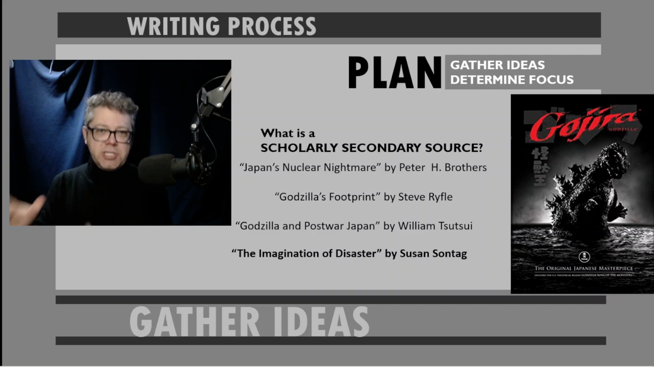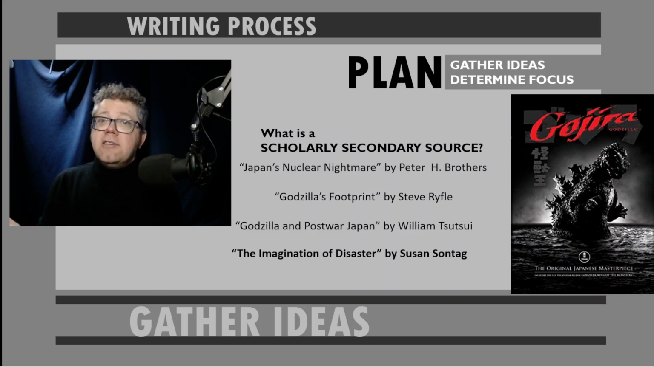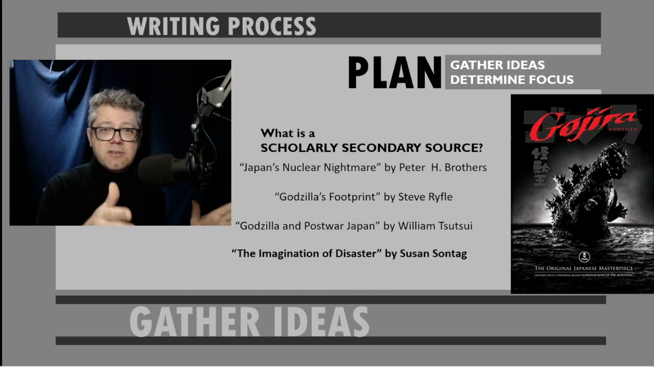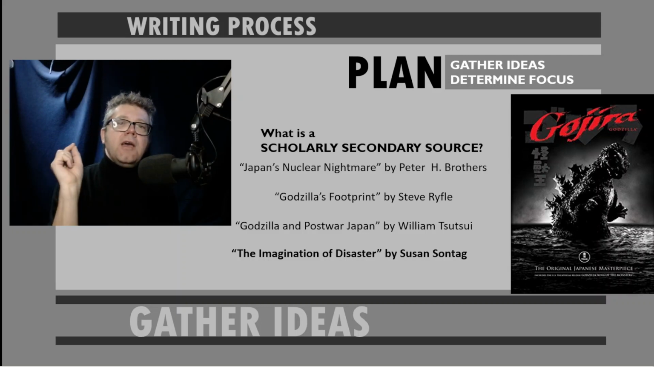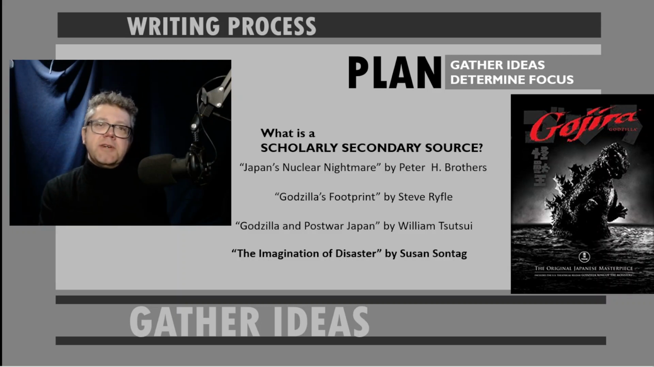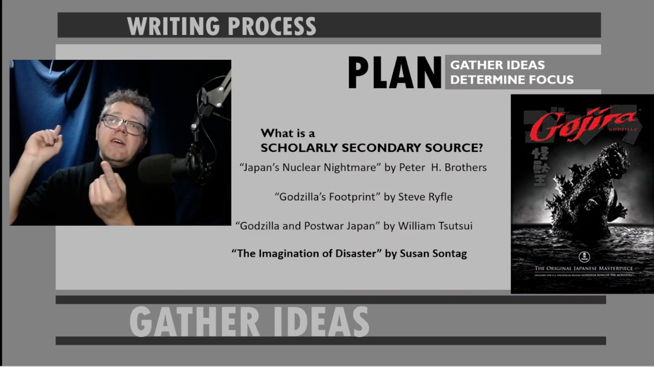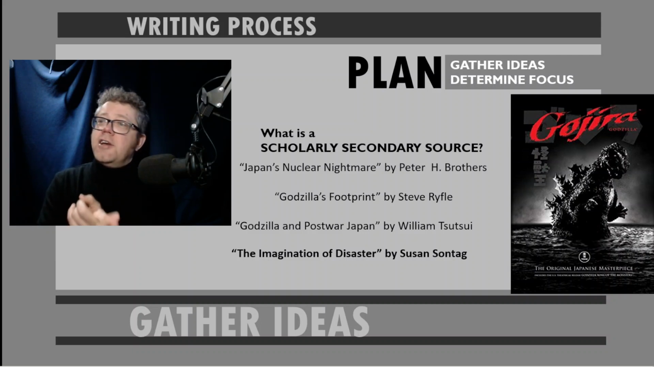But again, just pretending that you were just assigned this project. You were just assigned writing a research paper on Godzilla. And your prof told you, you have to use The Imagination of Disaster by Susan Sontag, and then you can use whatever else you want. Pretend that for a moment. And you went and you located, because you do a search for Godzilla, this is what you're going to find. You do an academic search for Godzilla in our database, you get Japan's Nuclear Nightmare, Godzilla's Footprint, Godzilla, and Post-War Japan.